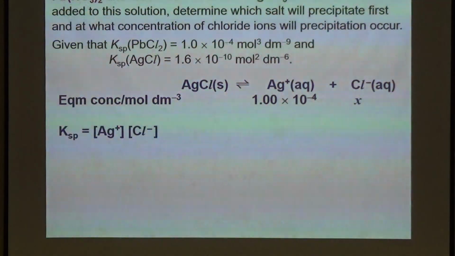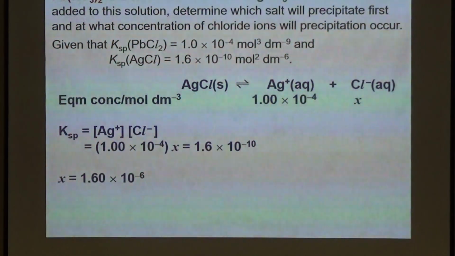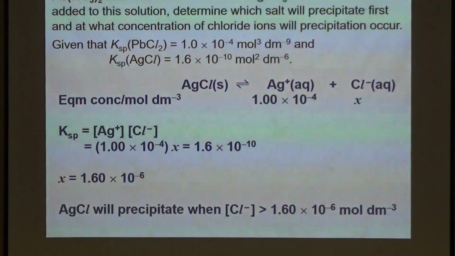Okay, so silver chloride. Now, the silver ion concentration here is fixed. What you need to find out is the chloride concentration. So 1.6 times 10 to the power minus 6. So the silver chloride will precipitate out when the chloride concentration is greater than 1.6 times 10 to the power minus 6. Okay?